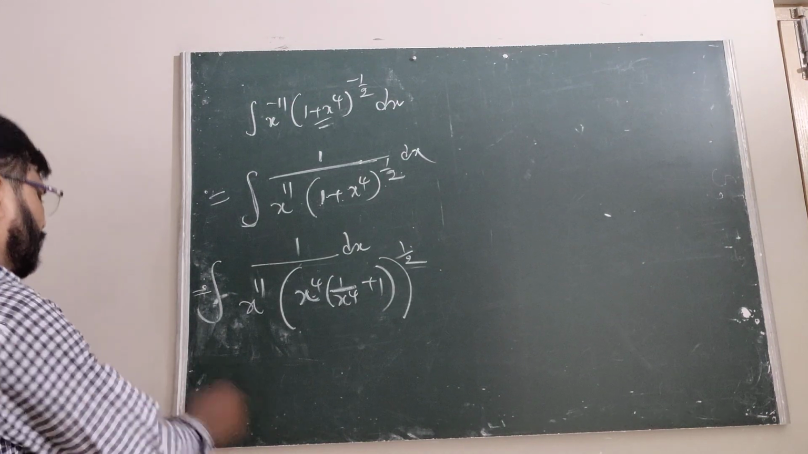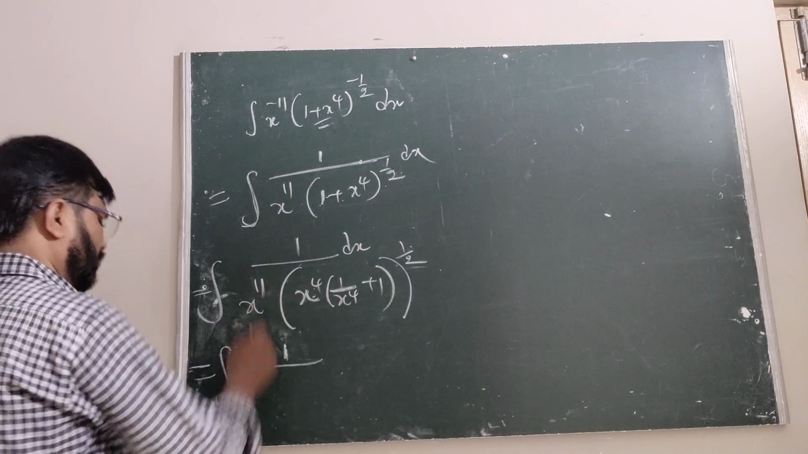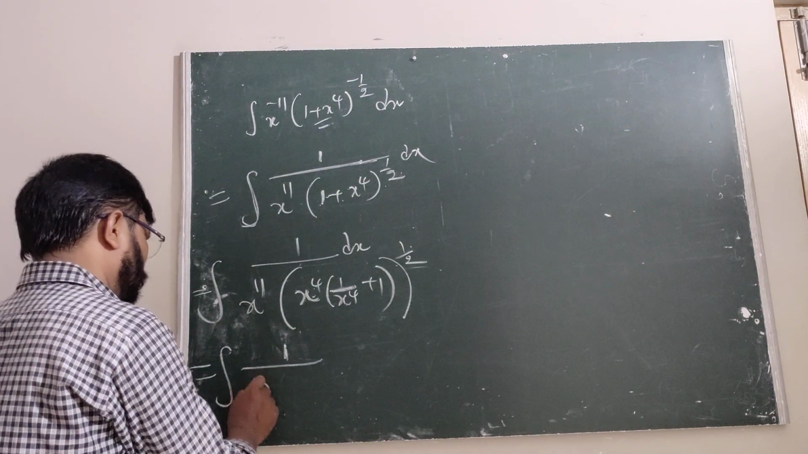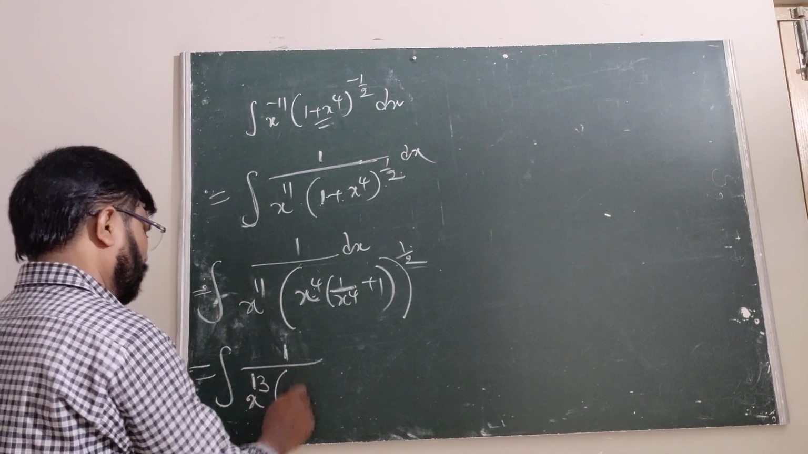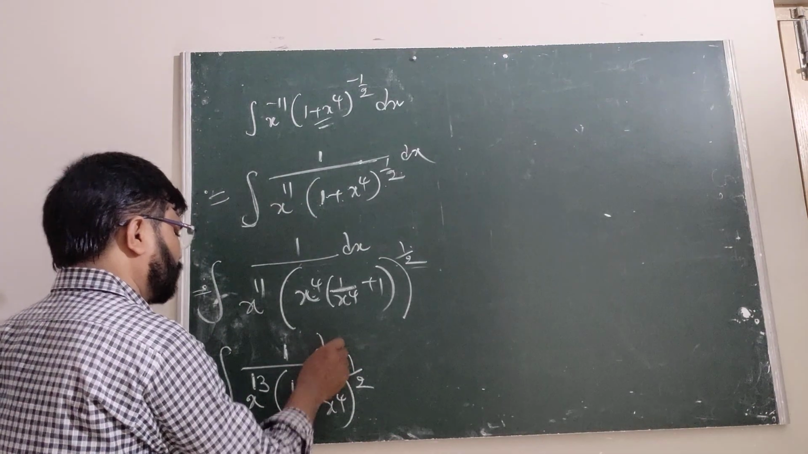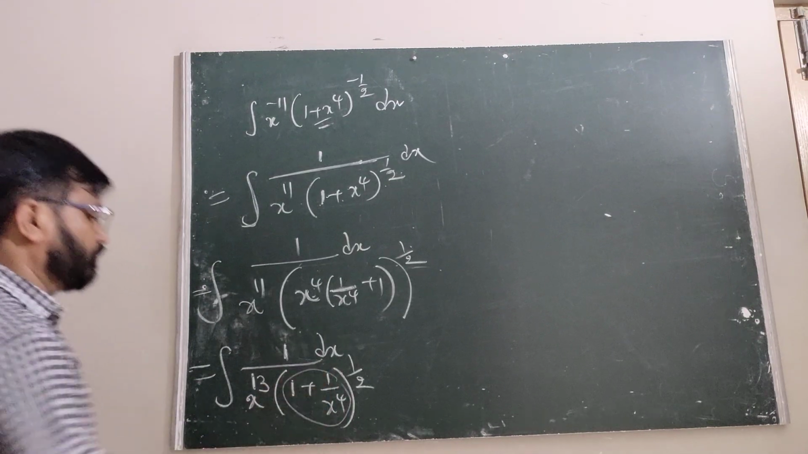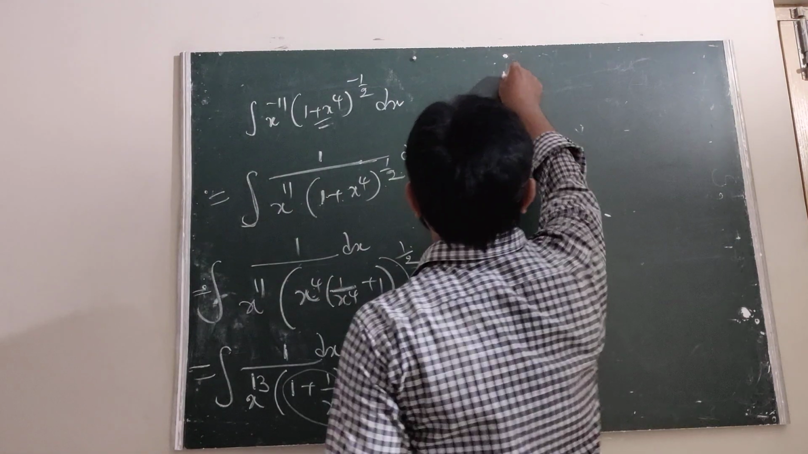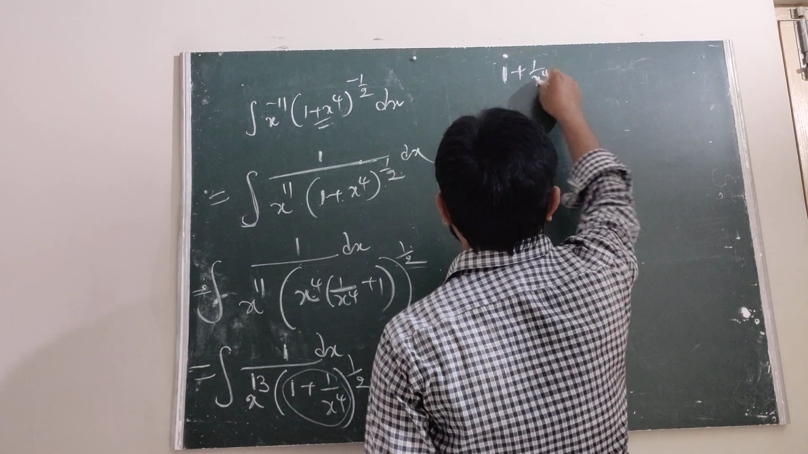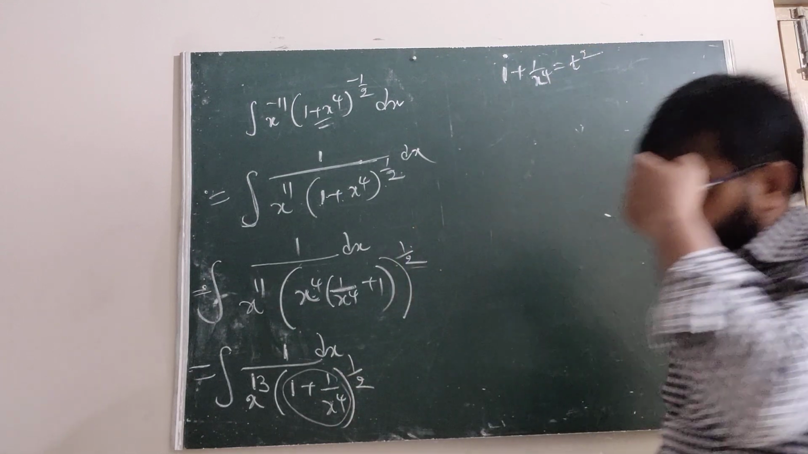Therefore, after that, now here the integral 1 upon x square. Now this is 11 plus 2, which is 13. 11 plus 2 is 13. 1 plus 1 upon x power 4 whole power 1 by 2 dx. Therefore, undoubtedly here, all of you listen here, 1 plus 1 upon x power 4 equal to some t square. 1 plus 1 upon x power 4 equal to t square.